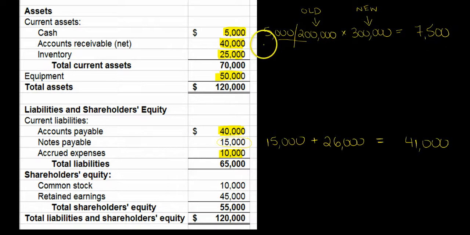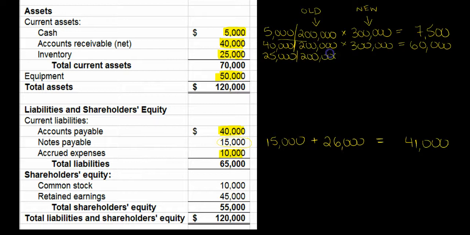Okay, we'll do the same thing with the accounts receivable. Take your accounts receivable, divide that by the old sales to get a ratio, and then multiply that by your new sales. And then that works out to 60,000. Then we can take your inventory of 25,000, divide that by your old sales, which is 200, and then multiply that by your new sales of 300,000. And that will give us 37,500.